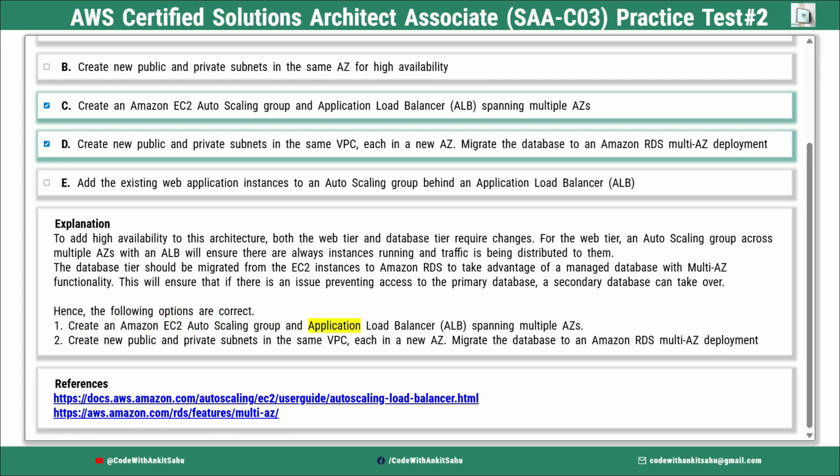Create an Amazon EC2 auto-scaling group and application load balancer, ALB, spanning multiple AZs. Create new public and private subnets in the same VPC, each in a new AZ. Migrate the database to an Amazon RDS multi-AZ deployment.